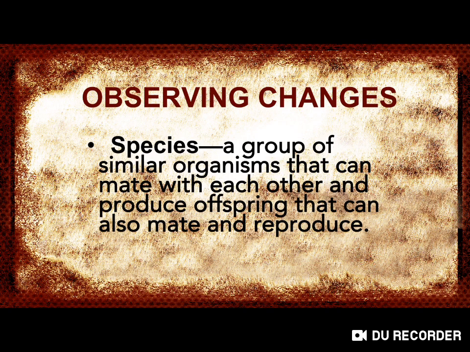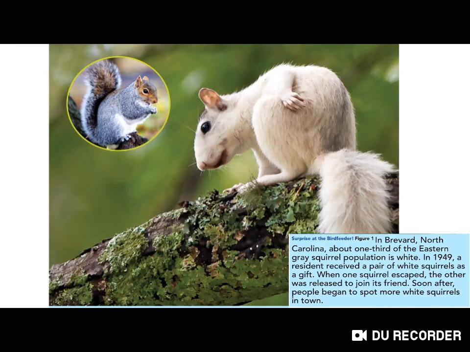Observing changes. A species is a group of similar organisms that can mate with each other and produce offspring that can also mate and reproduce. Figure 1 shows us how different traits can be found in the same species, as the white squirrel and the gray squirrel.